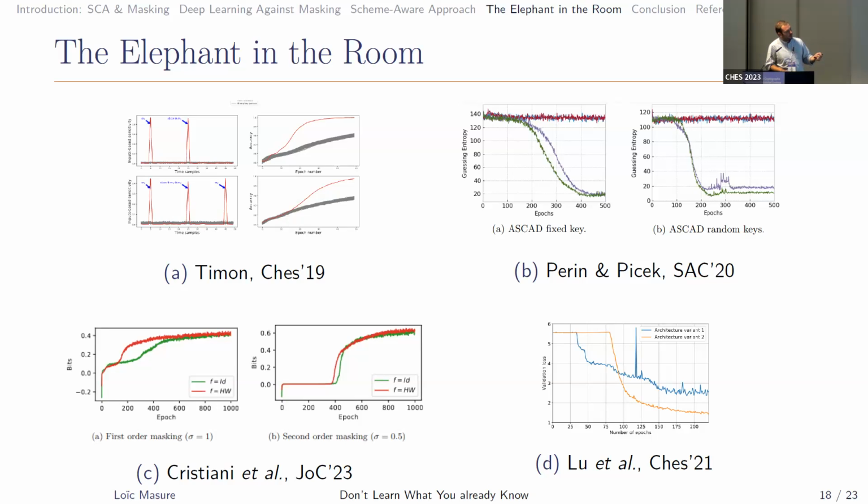You have also some other examples. This is Perin and Picek at SAC 20 on the ASCAD dataset. You can also observe this plateau, and in another paper from CHES 21 from Lu et al., where they were considering another framework where they wanted to target the whole raw traces, you can still observe some plateau. So okay, we have this pervasive phenomenon and nobody is talking about it. So what can we say about that?